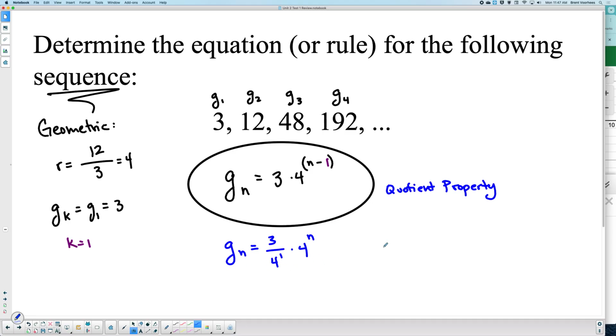What is 4 to the first? Actually, I don't want anybody to get confused. I'm going to rewrite it one more time. Sorry.